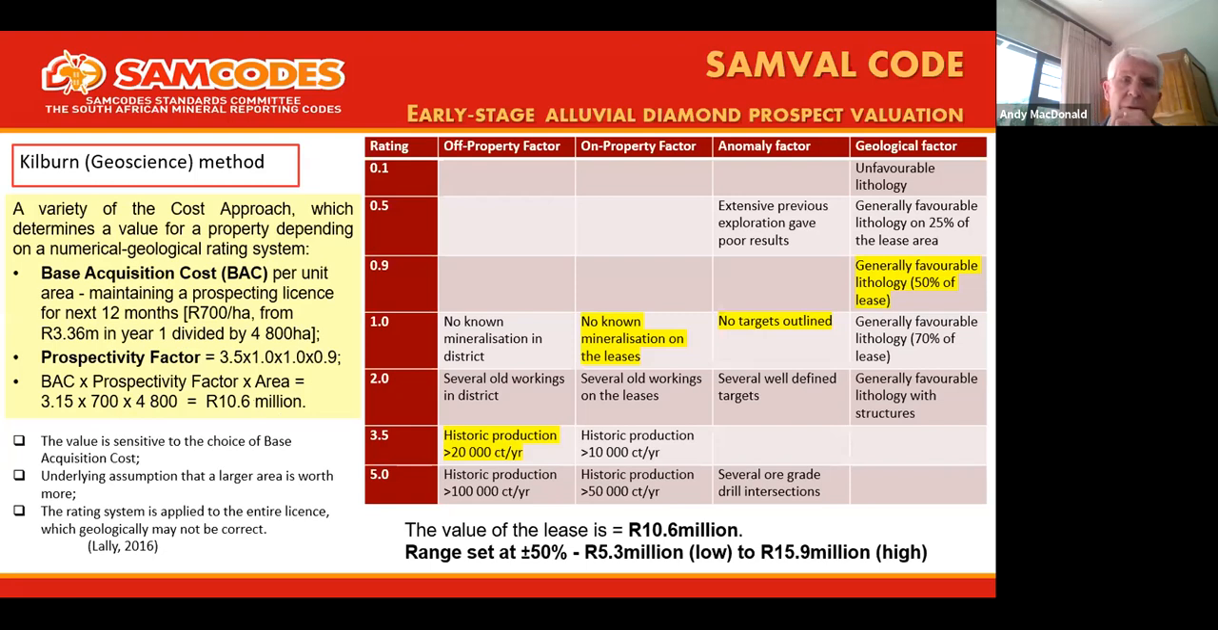There are a couple of problems with this method because it's highly sensitive to the base acquisition cost that you select. And when you're applying these parameters, you're applying them to the entire license area, which in many instances is not geologically correct. So you could be overstating the value in this instance by virtue of taking the entire property size. But having said that, if we've got a value of 10 million rand, I'll set a range of plus or minus 50% around that, arbitrarily at this stage, to have a preferred value and a range on this particular method.